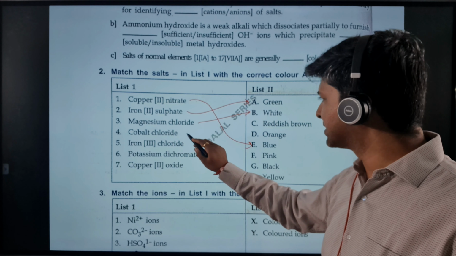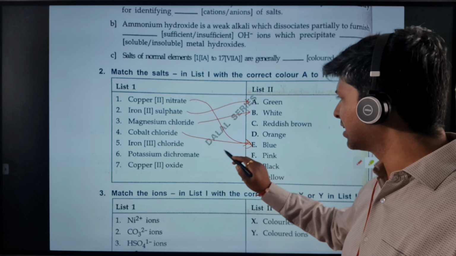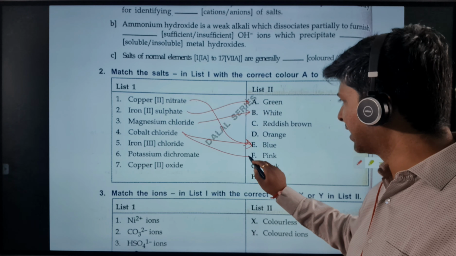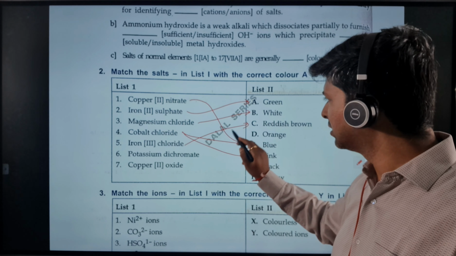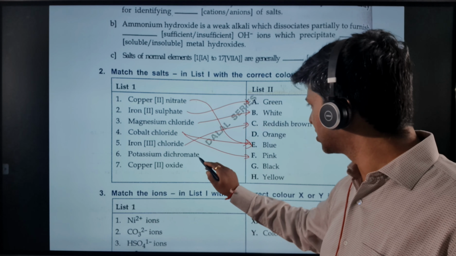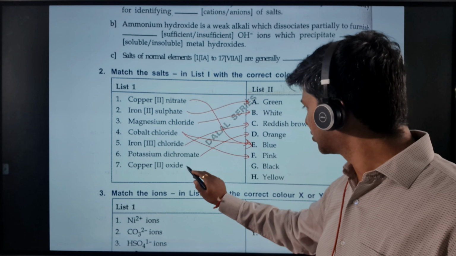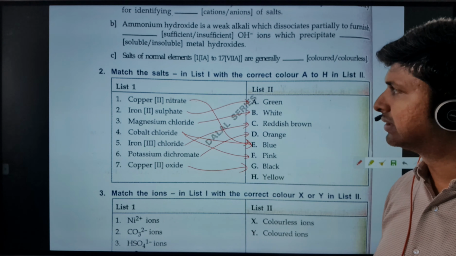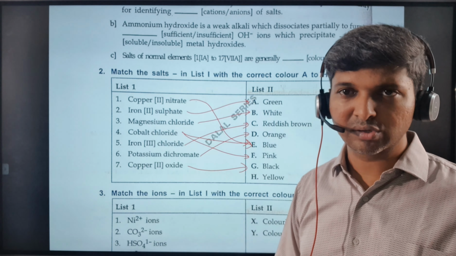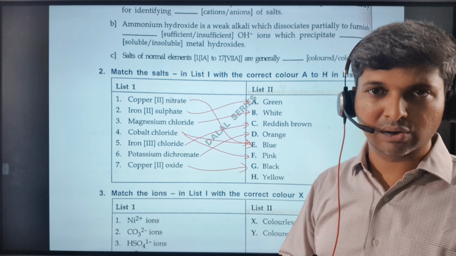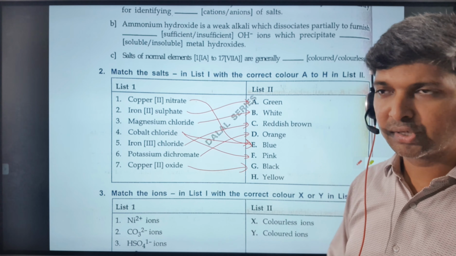Cobalt chloride is blue when hydrated and pink when dehydrated. Then iron 3 chloride is reddish brown in color. Potassium dichromate is orange in color. Then copper 2 oxide is black in color. So this is how we can get the compounds and have different colors of those compounds based on the number of electrons present in the outermost shell.